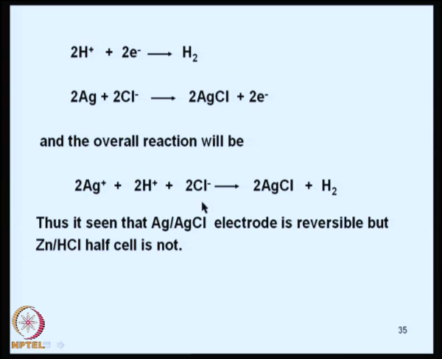Thus, it is seen that the silver chloride electrode is reversible, but the zinc half cell is not reversible. So, we can carry out this reaction only in one direction. Not all reactions are reversible; some reactions are reversible and some are not, depending upon their thermodynamic properties. Now, another term I want to describe to you is polarization.